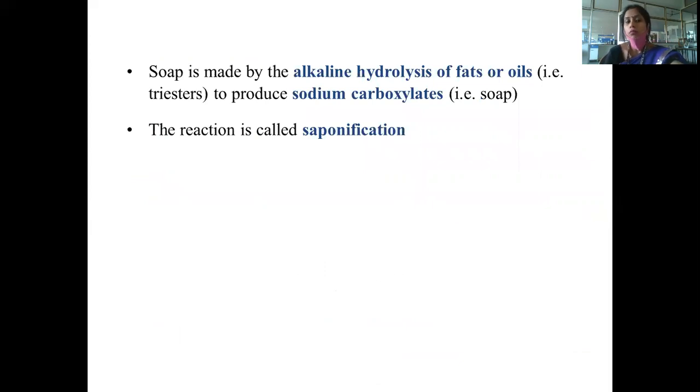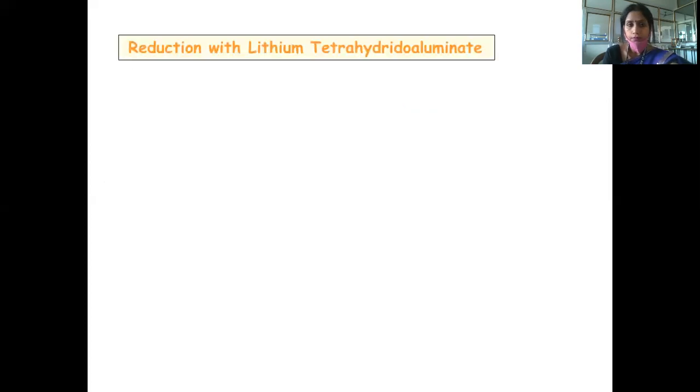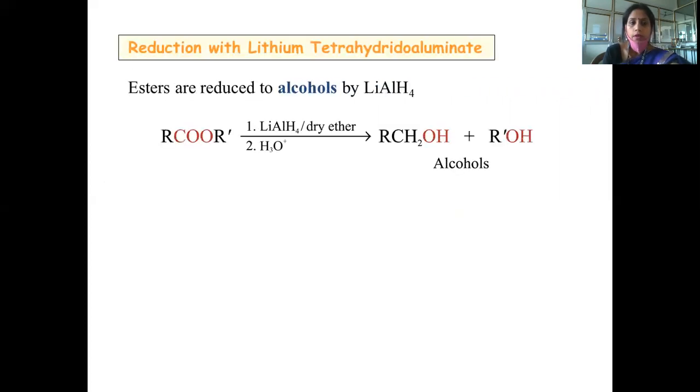Now this is just for information, that soap is basically made by alkaline hydrolysis of fats or oils to give the sodium carboxylate, and this reaction is also named saponification. And the reaction is given. So if there is fat, it is reacted with 3 moles of NaOH to give soap, that is sodium carboxylate, and glycerol. Then esters, if we see how they get reduced, they get reduced to give alcohol, and 2 kinds of alcohol we get.